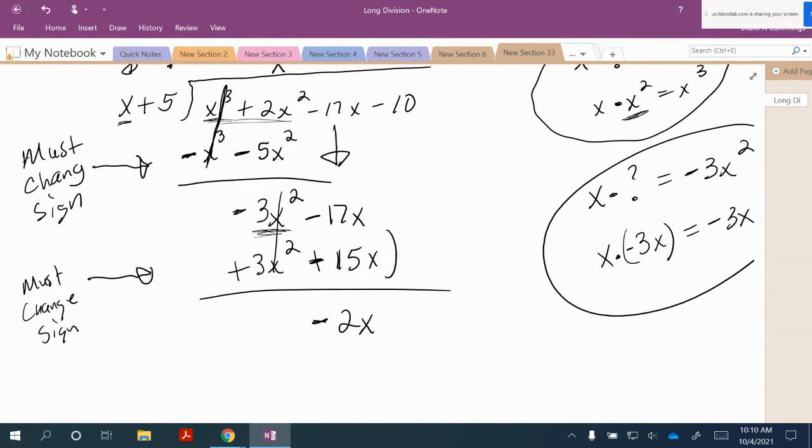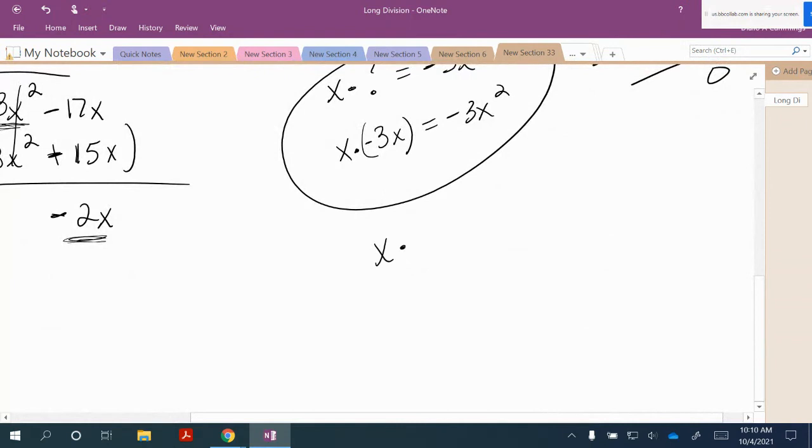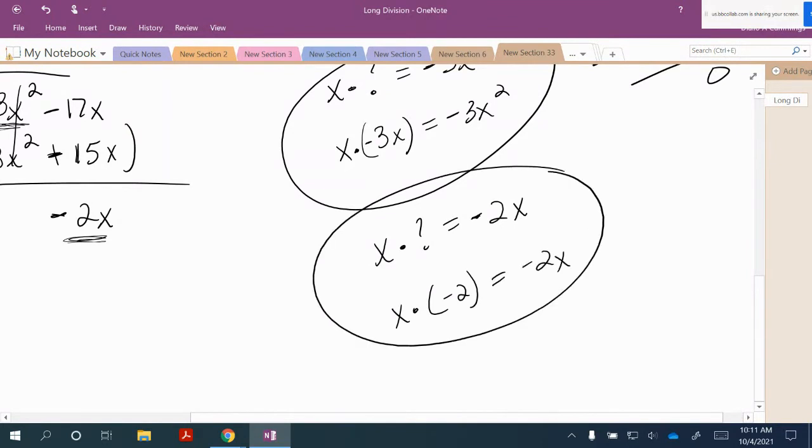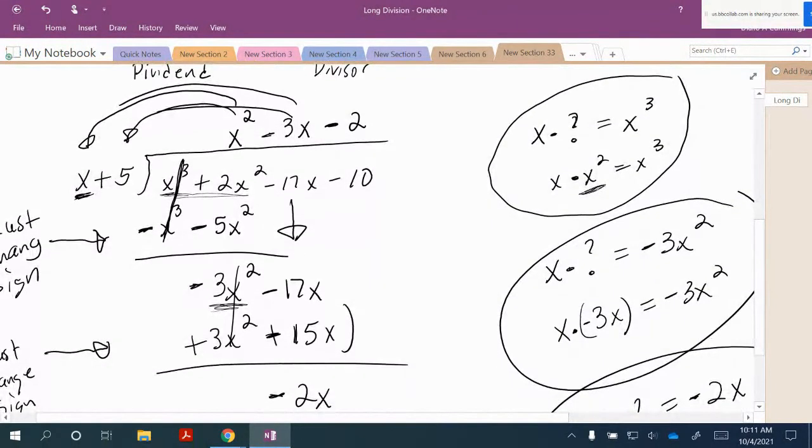Now I'm going to concentrate on this negative 2x term and the x that's in the divisor. I'm going to figure that out on the side. x times what quantity would give us negative 2x? Well, x times negative 2 will give us negative 2x. So we're going to distribute negative 2. I forgot I can't erase these lines.